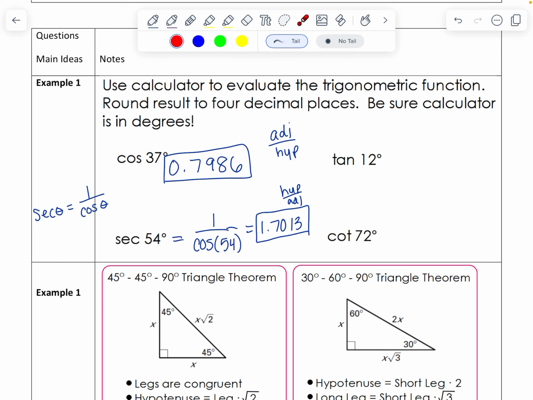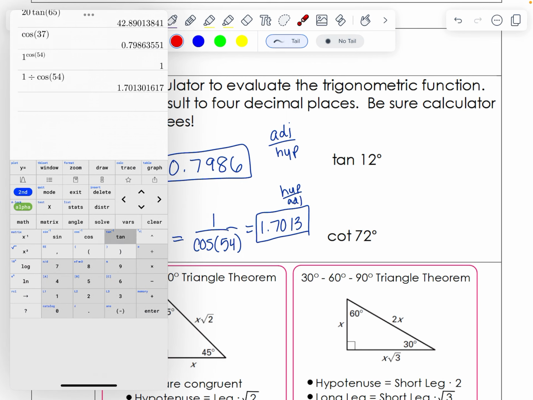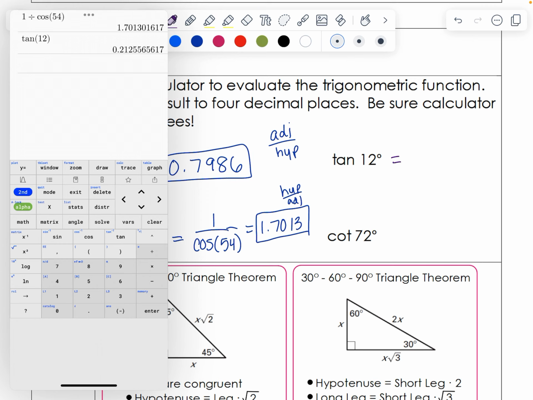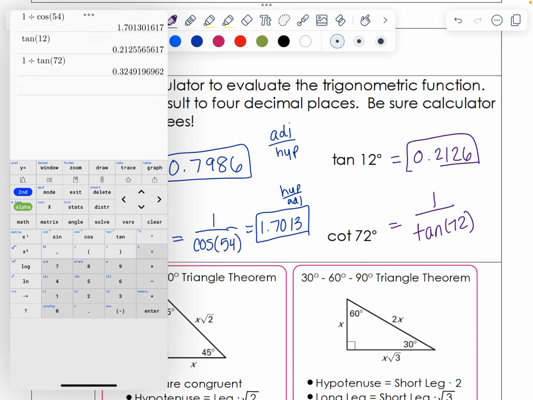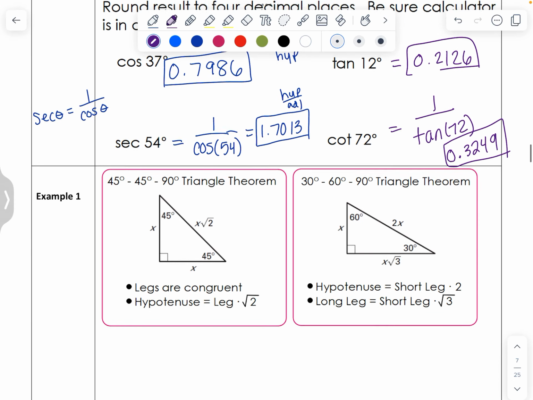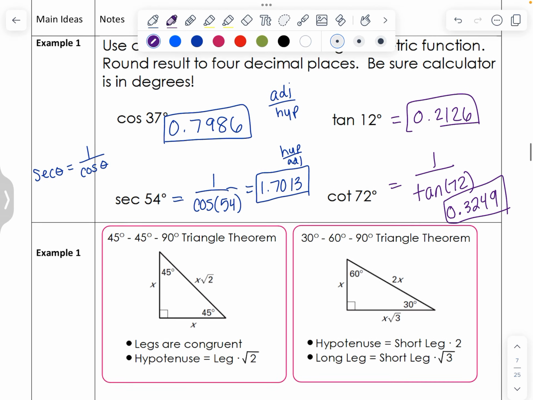So if you want tangent of 12 degrees, you can use your tangent button, which gives 0.2126. But if you want cotangent, you have to do 1 divided by tangent of that angle. So 1 divided by tangent of 72 would be 0.3249. So go ahead and practice those. Get familiar with your calculator so you know where those buttons are.